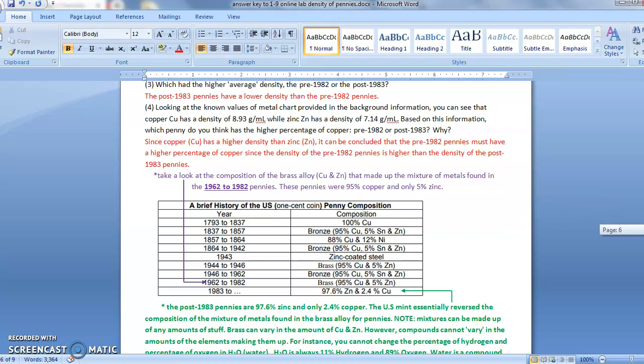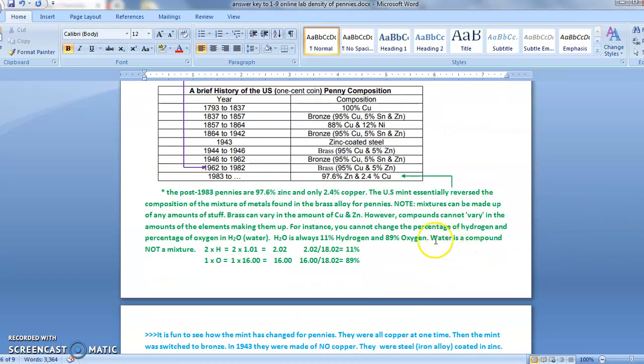So in a weird way, from this lab, we learned the difference between a compound and a mixture. In a mixture, you can change the percentages of each thing in there. You can change the density of it. For a compound, however, you can't change it because it only has one formula to make it. So there is always the same percentages of elements in there.